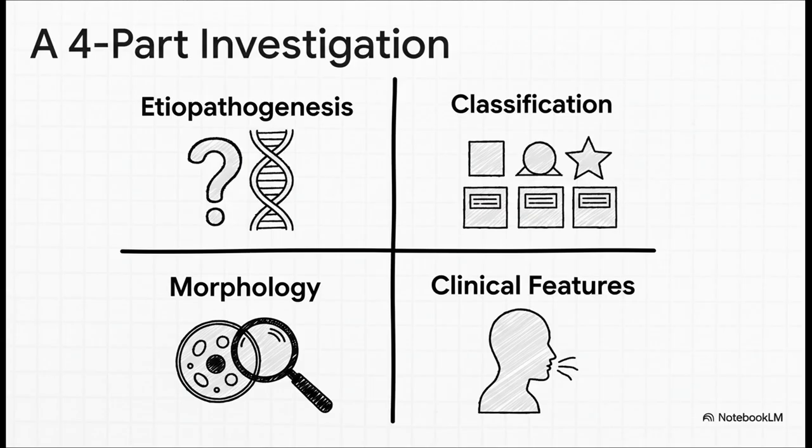What's the specific type? Is it a small cell or a non-small cell carcinoma? Then you've got morphology. What does it actually look like under a microscope? Are the cells big, small, a total mess? And finally, clinical features. How is this actually affecting the patient? Are they coughing, losing weight? Every single piece is a critical clue that helps figure out the best way to move forward.